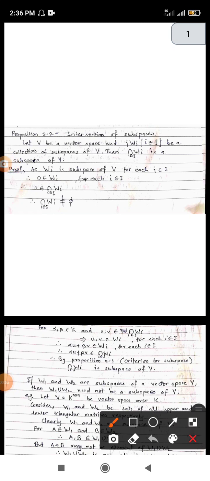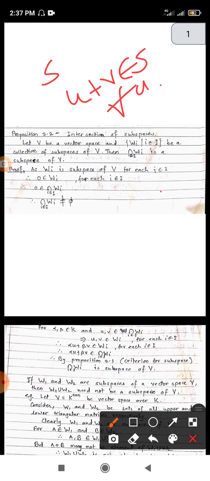Hello everyone. In the previous lecture we saw the detailed definition of a subspace, one particular example, and the criteria for a subspace. To check whether a given non-empty subset S is a subspace, it is a subspace if and only if it is closed under addition, that is, u plus v belongs to S for every u, v belongs to S, and if alpha is a scalar and u belongs to S, then alpha times u also belongs to S.